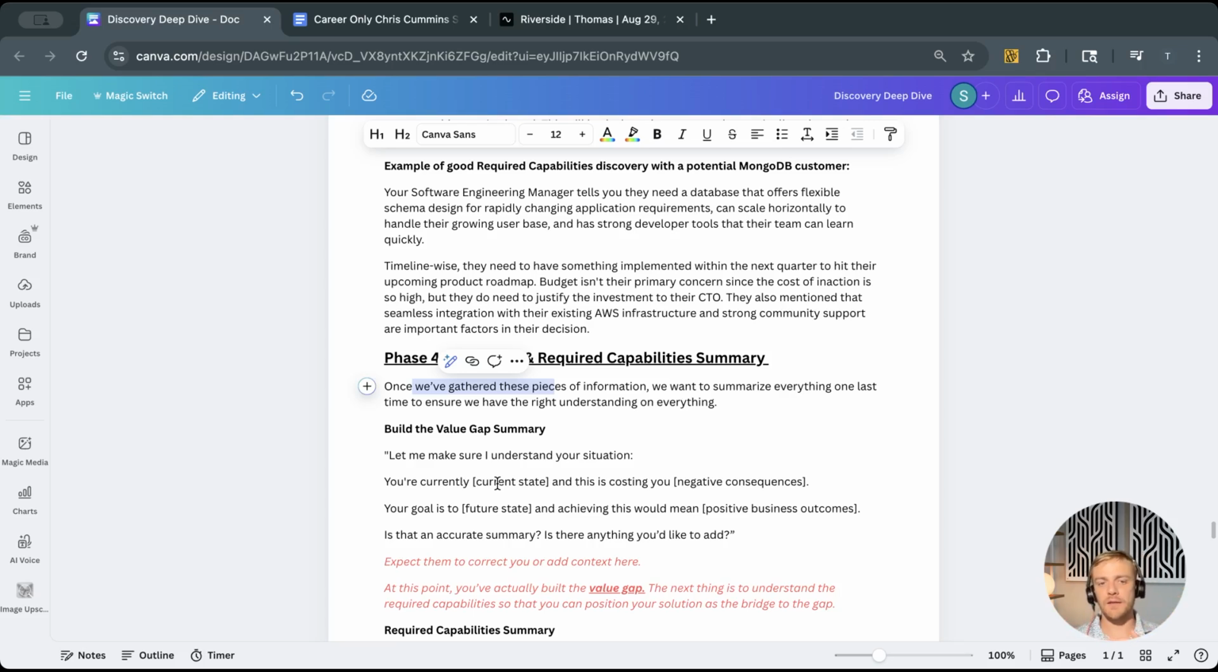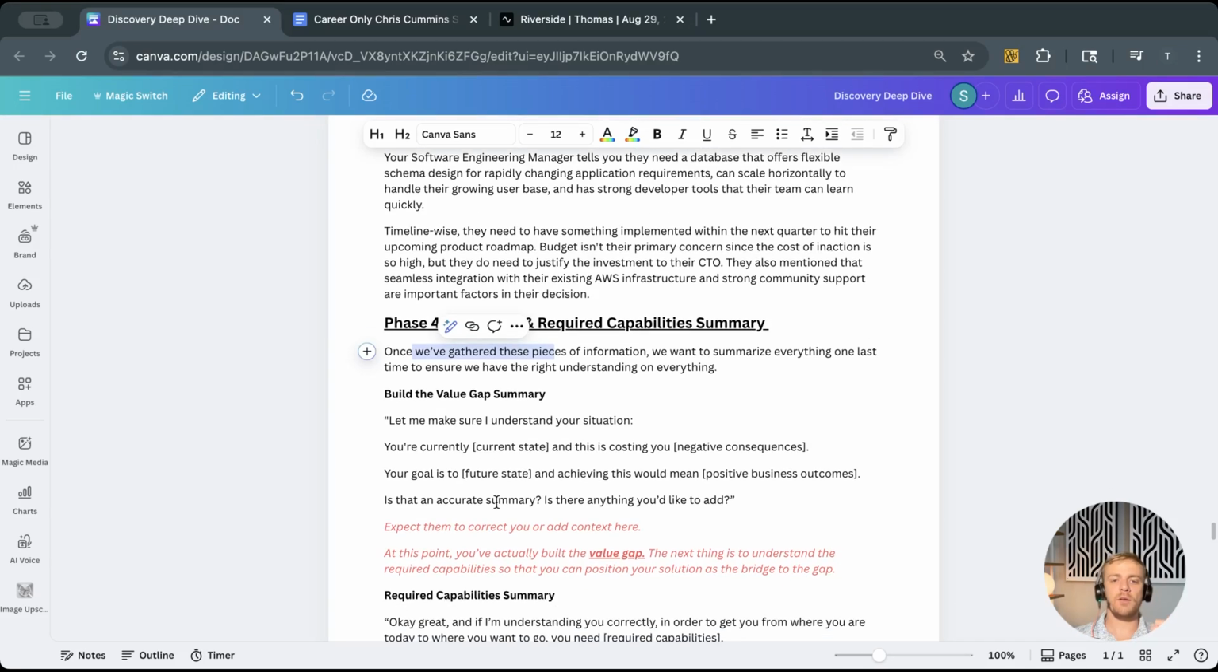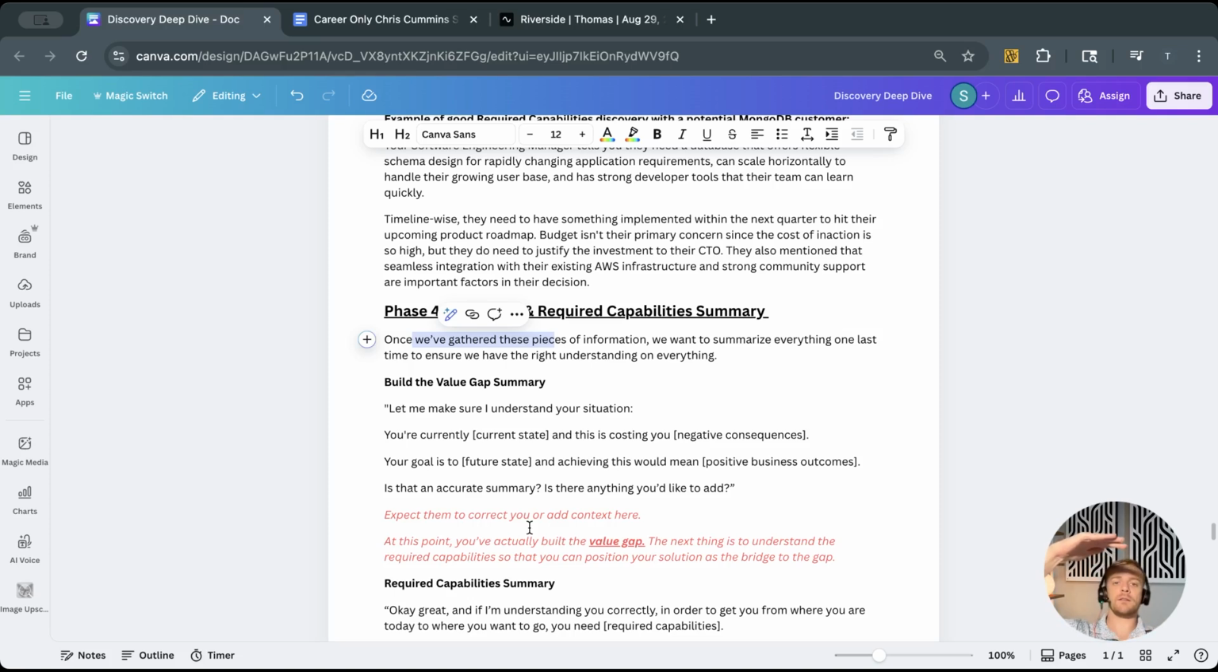and produce XYZ income. Is that an accurate summary? Anything else you'd like to add? At this point, you've actually built the value gap right here, right? You have the positive outcomes on top, the negative consequences on the bottom. Scroll up to the image in the first page to see what I'm talking about if you forgot. And right, you have the value gap.